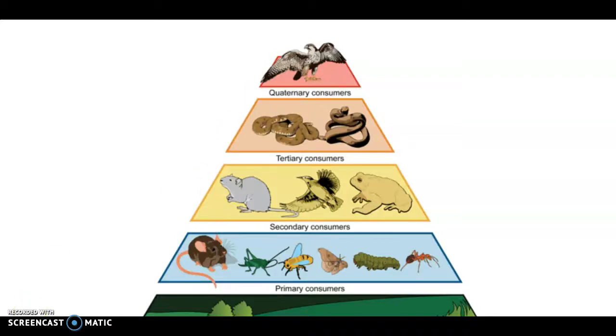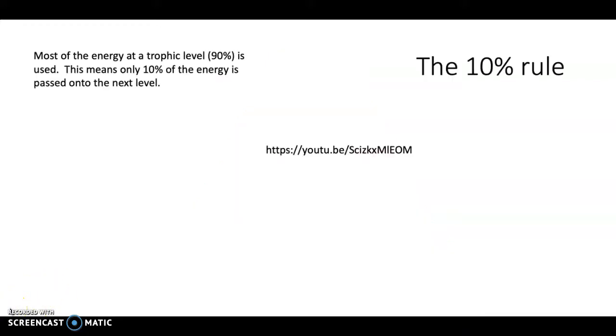We have what we call the 10% rule. The 10% rule says most of the energy at a trophic level is used. That means only 10% of the energy is able to be passed on to the next level. So when an organism eats something, when it eats a plant, it uses 90% of the energy that plant provides for itself because it has to feed itself, to grow, to keep itself warm, to reproduce, all sorts of things. And so that's what they call the 10% rule. Energy is measured in what they call kilocalories.